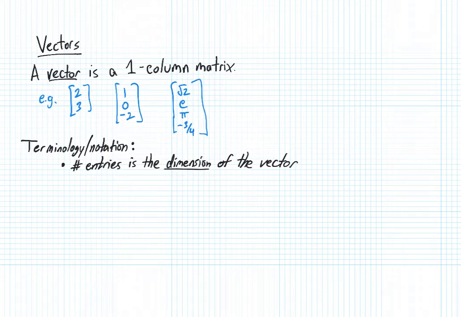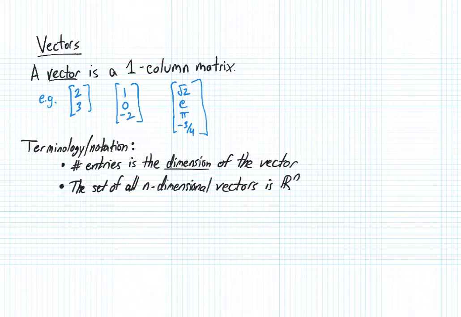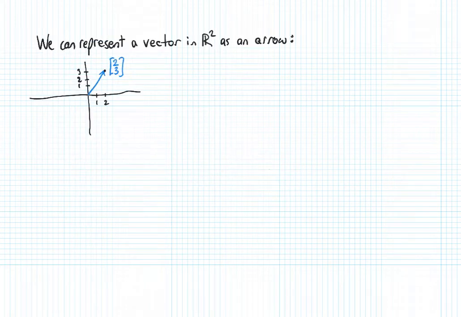So just a little bit of terminology and notation. The number of entries in the vector is the dimension of the vector. So here we have some examples where there's a two-dimensional vector, a three-dimensional vector, and a four-dimensional vector. And then the set of all n-dimensional vectors is written as Rn. This R with an extra line in it denotes the real numbers. And then that n in the exponent means that it's an n-dimensional vector with real number entries. So for example, we could say that this vector 2, 3, that's a two-dimensional vector, and so it's an element of R2.